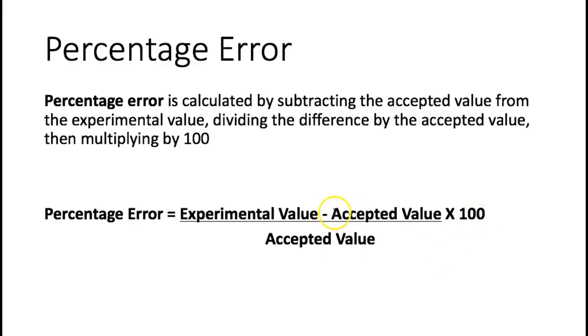Now, what this doesn't show you is that the experimental value minus accepted value will always be an absolute value. That's how you oftentimes see the equation written. So percentage error is always expressed as a positive quantity. So if you take the experimental value minus the accepted value and you have a negative number, you ignore that negative. So percentage error is always positive.